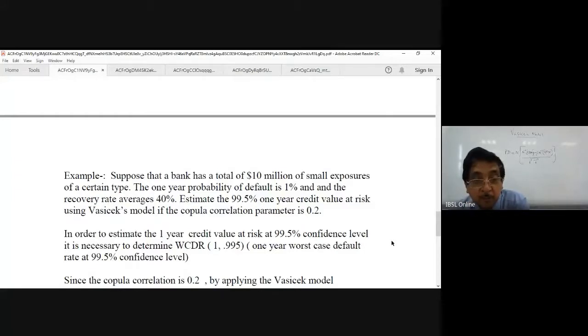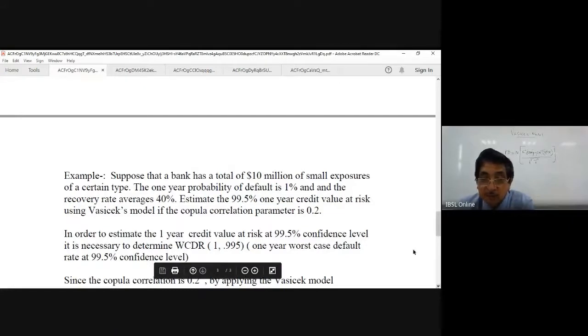And I will show you how to estimate the things. First of all, you have to calculate the worst case default rate for a 99.5% confidence level for 1 year. Or we call it the 1 year worst case default rate at a 99.5% confidence level. So that we can denote in this way: WCDR within brackets 1, 0.995. So that is the way it can be denoted.